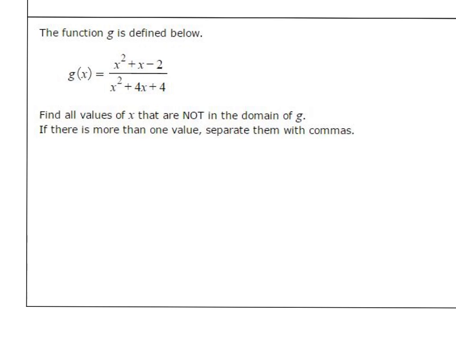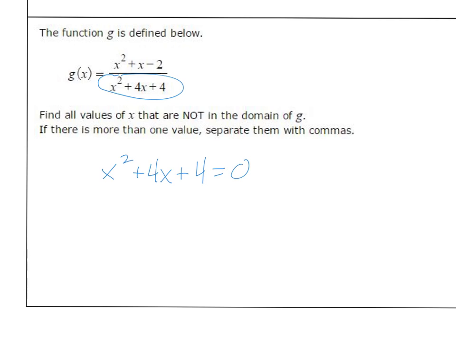All domain questions at this level, all questions about excluded values, are almost always about either square rooting negative numbers or dividing by 0. So in this case, since we're dividing by this stuff, we have to make sure that's not equal to 0, or at least if it's equal to 0, that's not in the domain. So if I want to find the values not in the domain, figure out what makes it equal 0.